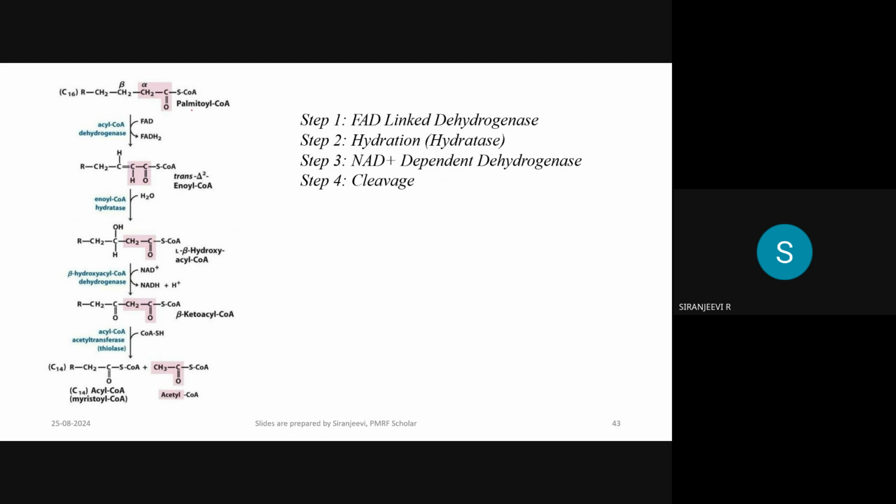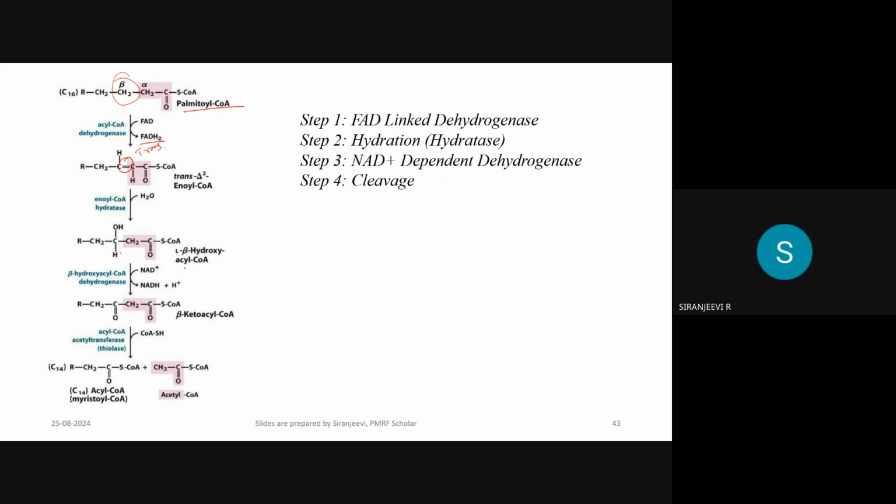One such example that we are given is palmitoyl CoA. The palmitoyl CoA has this structure. Beta oxidation occurs at the beta carbon. So first, acyl CoA dehydrogenase removes the hydrogen atoms from the beta carbon as well as the alpha carbon, forming FADH2. And here the trans configuration is formed. Then enoyl CoA hydratase will hydrate the beta carbon here.